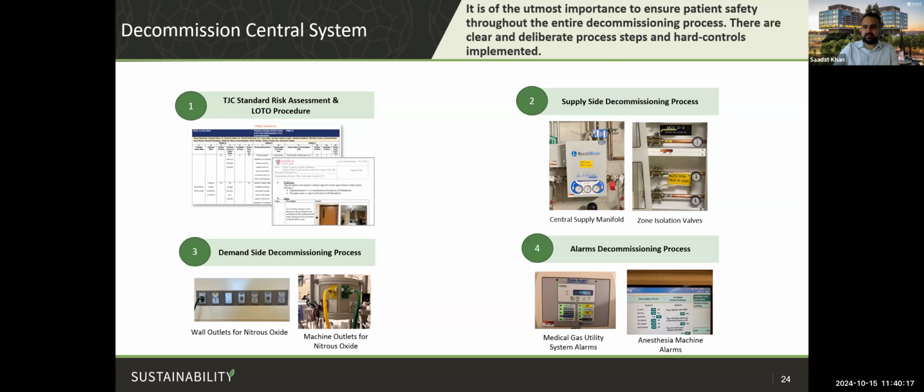And then from there, it's really the lockout tagout process that is expanded in the three following steps. So there's the supply side decommissioning, the demand side decommissioning in the rooms, and then the alarm decommissioning process. And so I'll dive a little bit deeper into that.